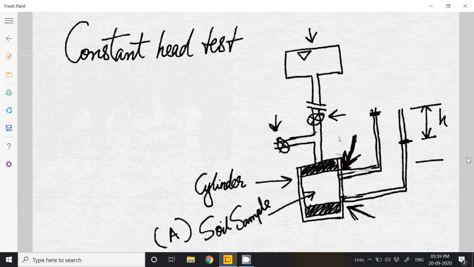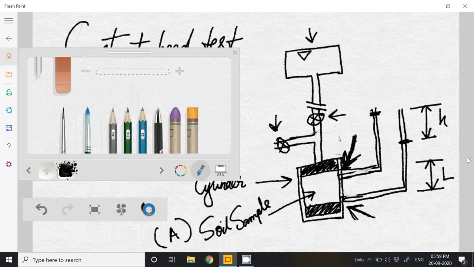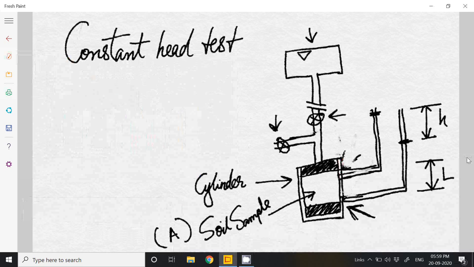The difference between these 2 points where we are measuring the heads, let us consider it as L. L is the length, or we can say the distance between the points where we are measuring the heads.